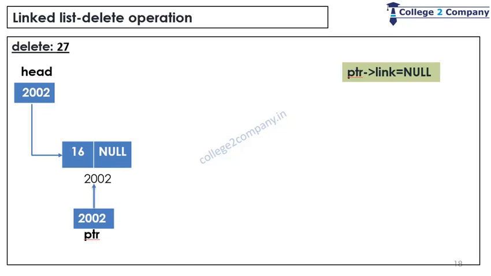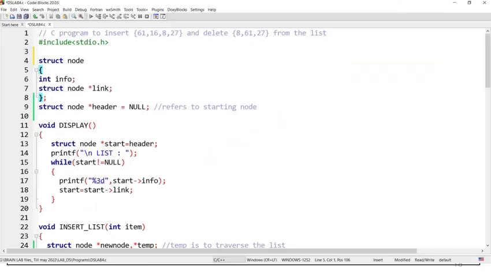Let us understand the C code for these operations. Let us move to code blocks. Let us understand the C code. Here we use a structure, struct node. Struct is a keyword followed by the structure name. The structure name is node, which has two members. One is info of type int, which stores the value which we are going to store in the list. And another, link, is a pointer, which is of type struct node. Here the link pointer is pointing to a node in the list.